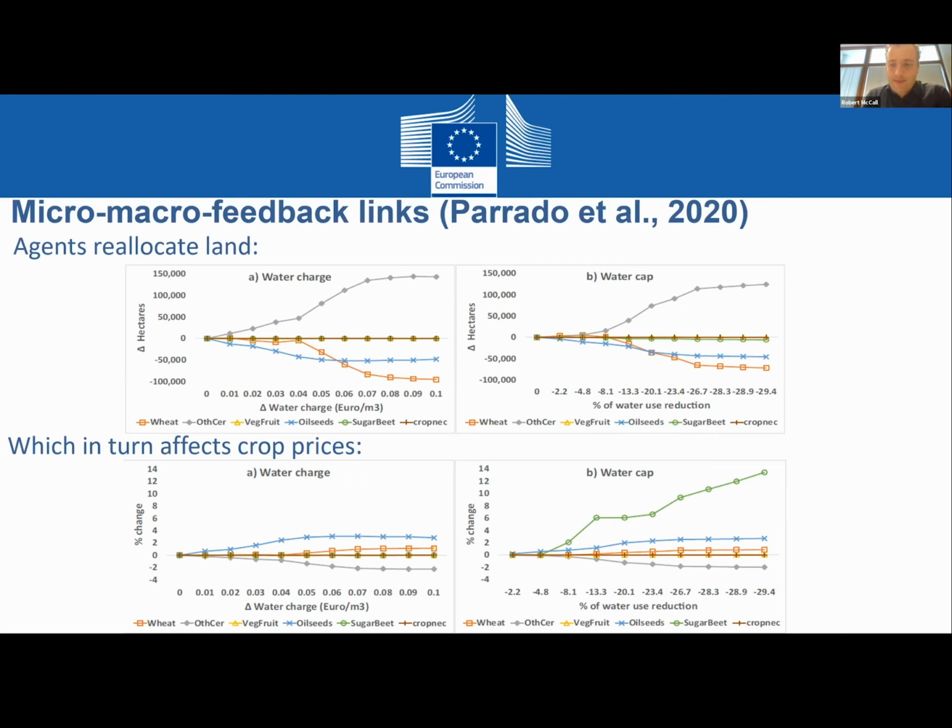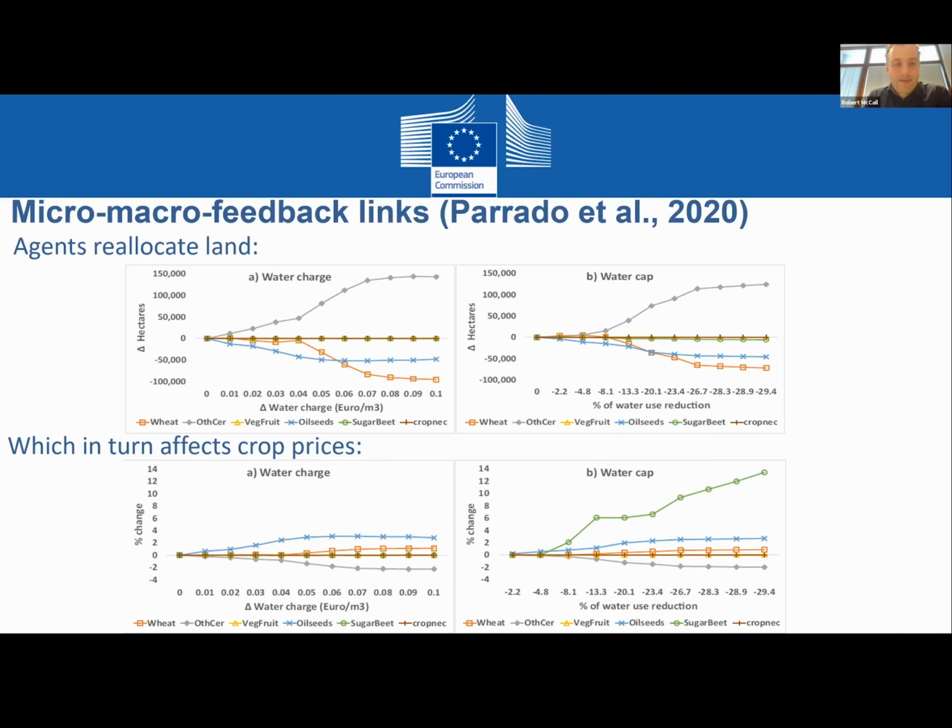You have initially a change in the surface of different crops, and then you see how crops are being affected in each simulation. So obviously, if you take a look at the oil seeds in blue, initially the surface is going down quite quickly. But then if you see the price in the water chart is increasing.